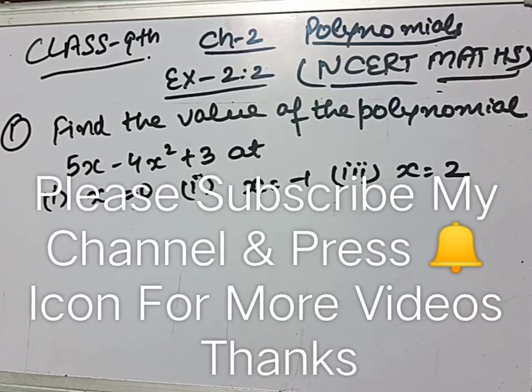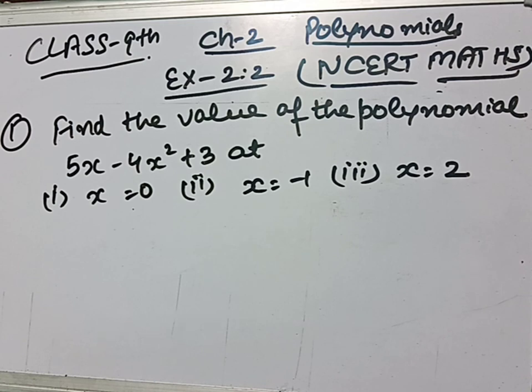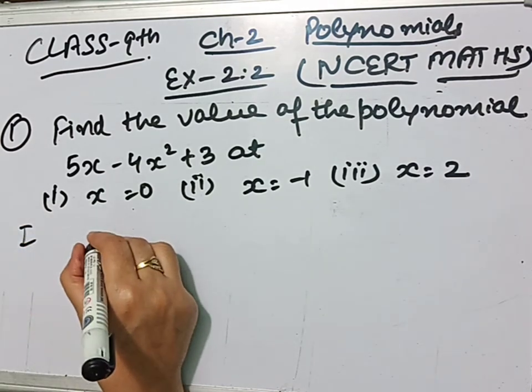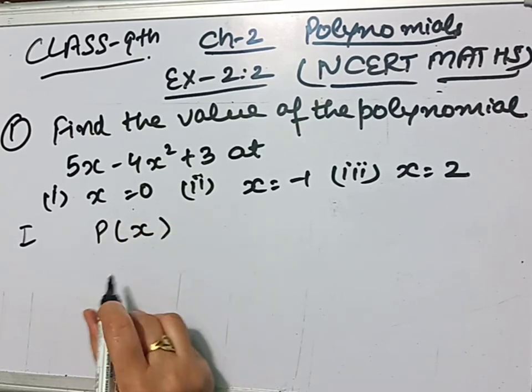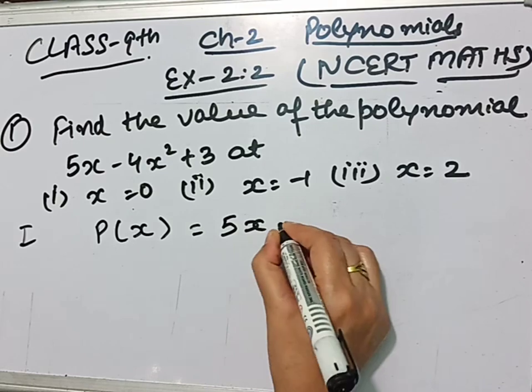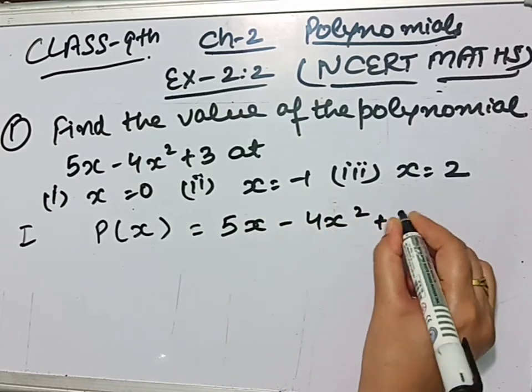Today I will teach you class 9th Maths chapter 2 polynomials exercise 2.2. First question is find the value of the polynomial 5x minus 4x square plus 3 at x is equal to 0. Now first part is you can write the polynomial as p(x), polynomial in variable x, is equal to 5x minus 4x square plus 3.